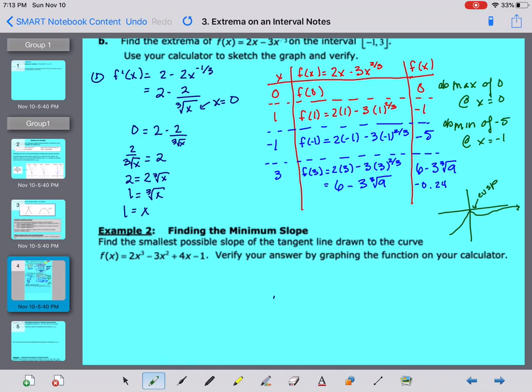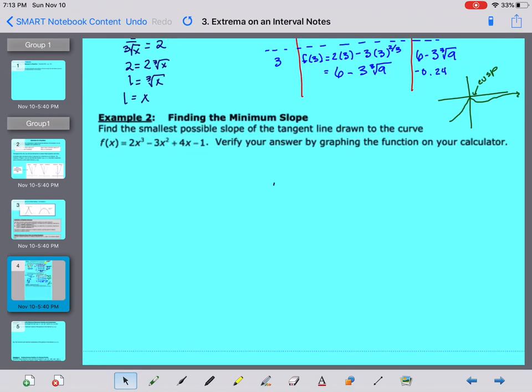Okay, the last example I'm going to do with you is this example 2, and then I'm going to ask that you actually finish out the next example before you get to class the next day. This next one's kind of a little interesting, because the question asks, find the smallest possible slope of the tangent line. So we are actually looking for the smallest possible slope, which means the question is truly asking for the minimum slope. And that's kind of a weird thing to think about.